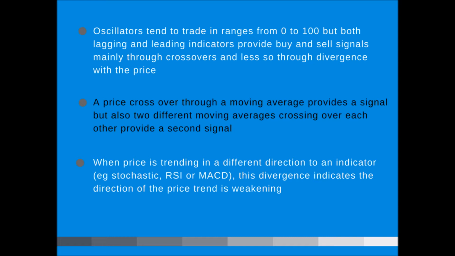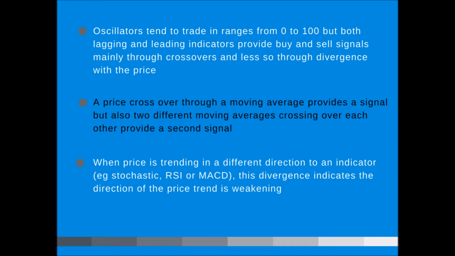We'll look at that in a minute. A price crossover through a moving average, we've seen that previously of course. This provides a signal, but also two different moving averages crossing over each other provide a second signal. You understand that by now, I'm sure.